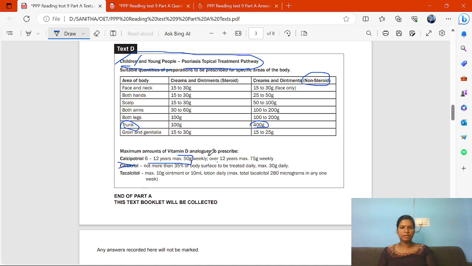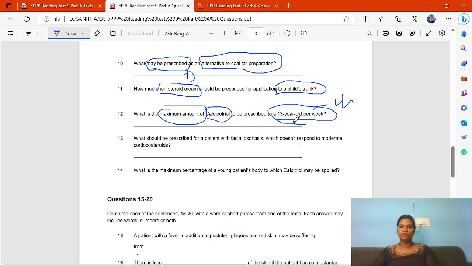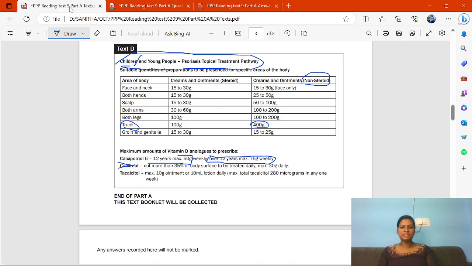Okay, maximum 50 gram. Over 12 years, maximum 75 gram. Over 12 years, the question is saying 13 years, that means over 12 years. Then we got the keyword 13 years there and calcipotriol we got. Then maximum amount. What is the maximum? Another keyword here. What is the maximum amount? 75 gram. Are you getting my point? Are you getting how we are approaching the answer?